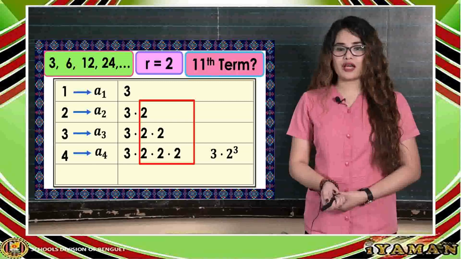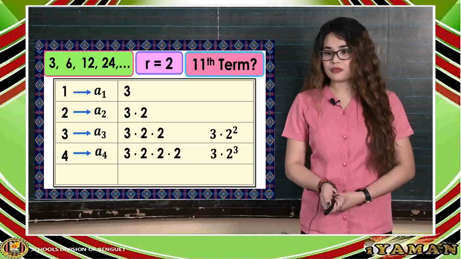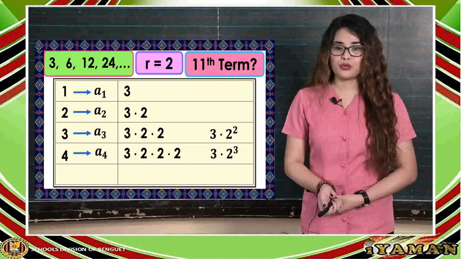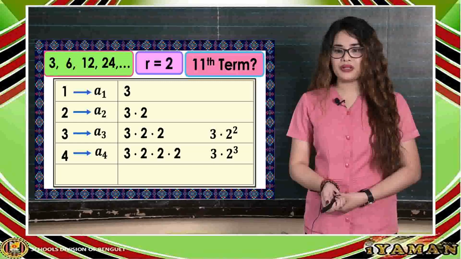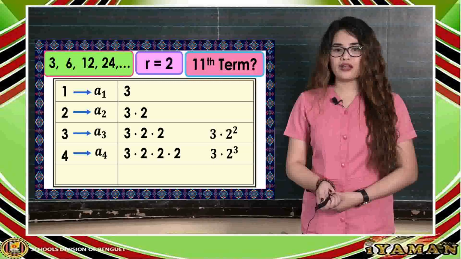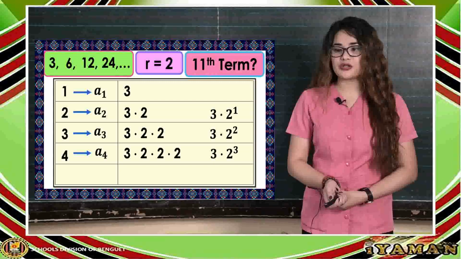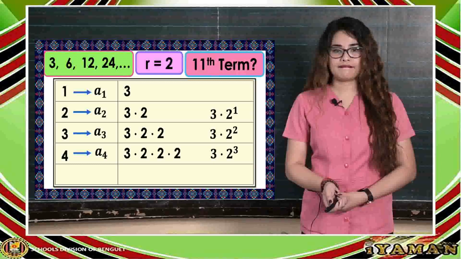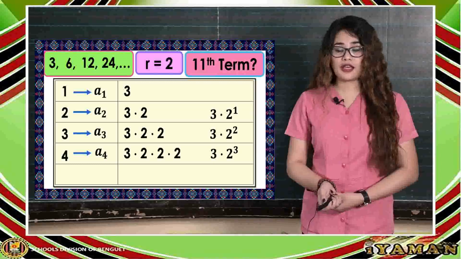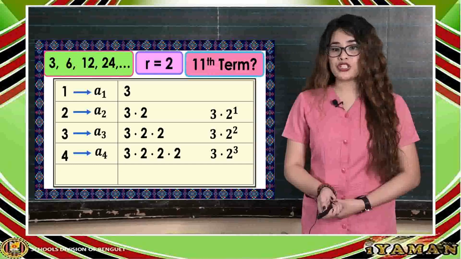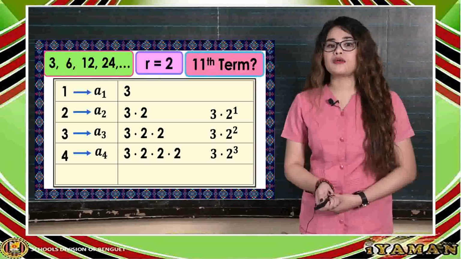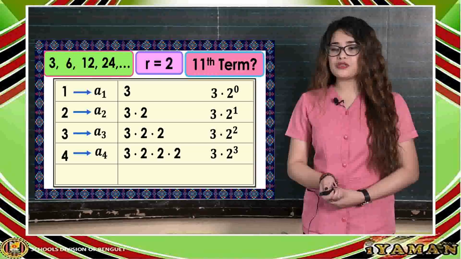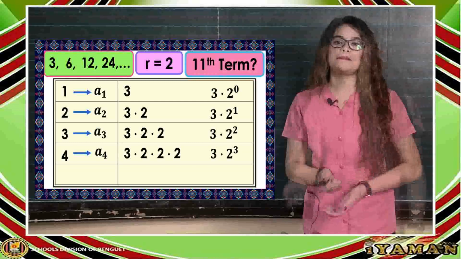The term before that would be 3 times 2 raised to 2. Again, the term before that, which is just 3 times 2, using an exponent, we will write as 3 times 2 raised to 1. Now, if we keep using exponents, the first term, which is 3, will be 3 times 2 raised to 0, since 2 or any number raised to 0 is just 1.